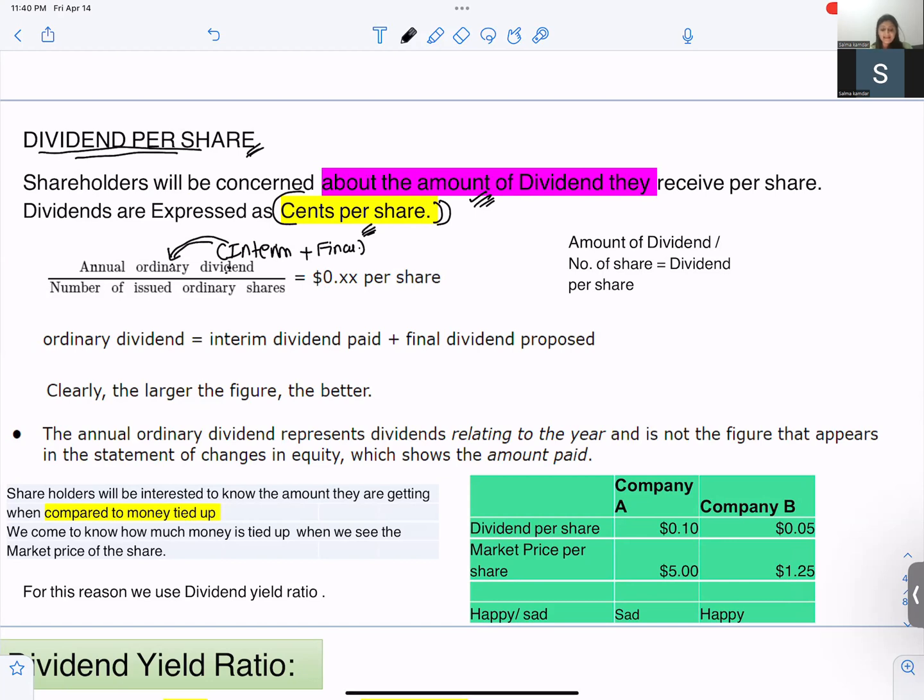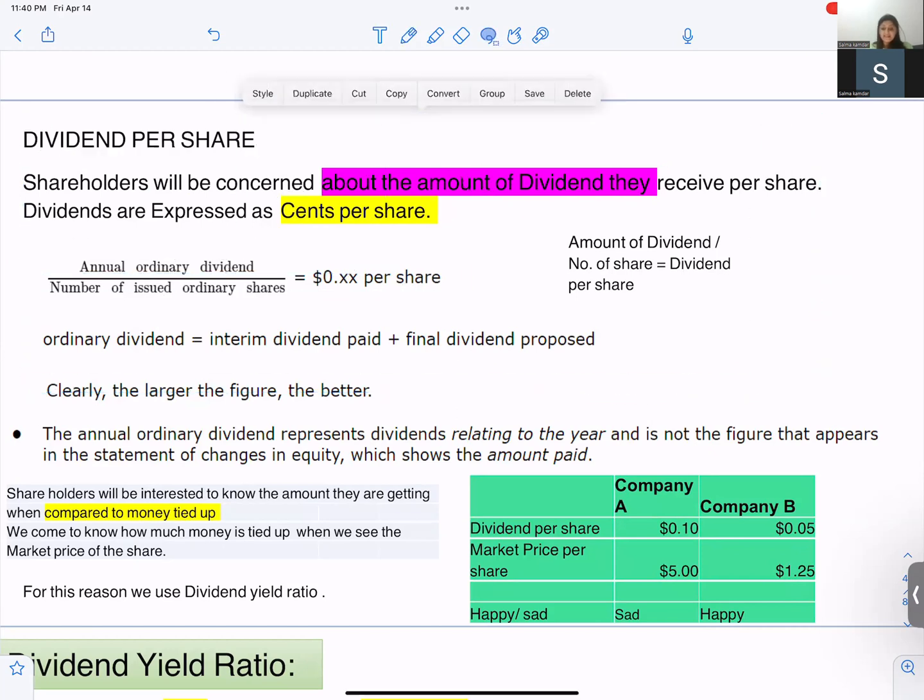When you divide the annual ordinary dividend by the number of shares that you have actually issued in the market, you are going to get the dividend expressed in cents per share. So dividend per share is found using annual ordinary dividend, your interim dividend plus your final dividend, divided by the number of shares issued. You will get your dividend per share.